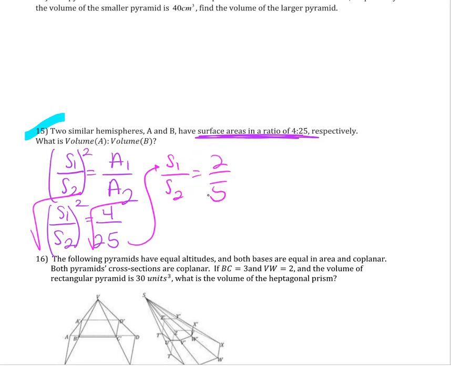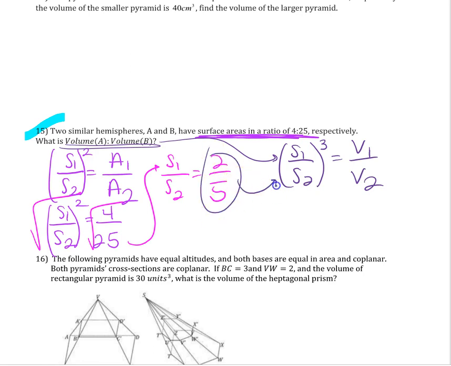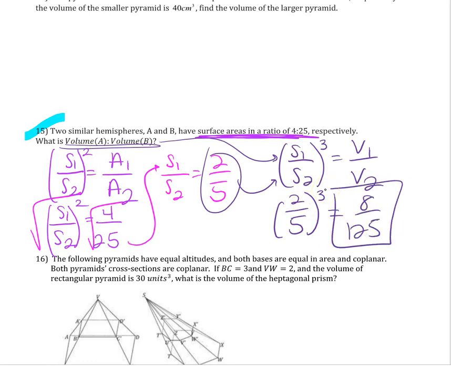Okay, so why is this important? Because you're eventually going to go towards the volume ratio. Side 1 over side 2 cubed is V1 over V2. So now I'm going to plug in 2/5, cube them. 2 cubed is 8, 5 cubed is 125, and that's your volume ratio.